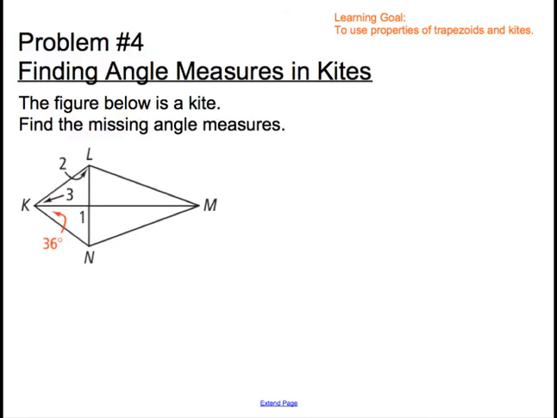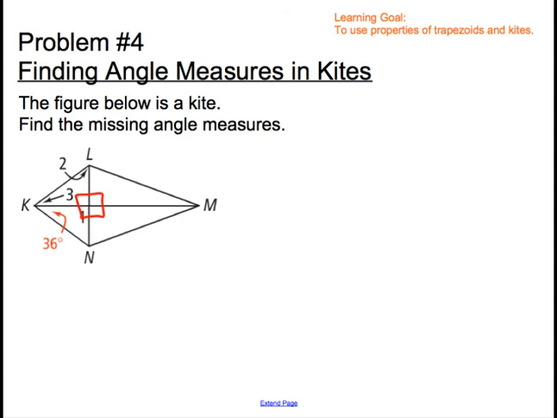So once again, we're asked to find the missing angle measures in a figure. Here we can use the properties of kites in order to assist us. The previous theorem told us that the diagonals of a kite meet perpendicularly. Therefore, angle 1 must be a 90-degree angle.